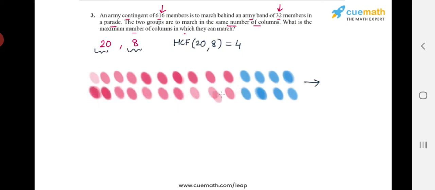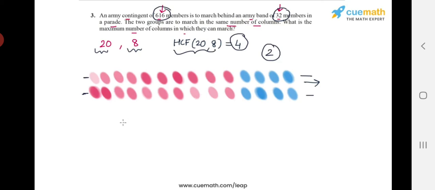So in this formation also, the number of columns for the band and the army contingent is the same. We have 2 columns for the band and 2 columns for the army contingent. But 2 is not the maximum number of columns possible. The maximum number of columns, as we saw, is 4, because 4 is the HCF of 20 and 8. So therefore, in the original problem, we need to find the HCF of 616 and 32, and that will give us the maximum number of columns possible.